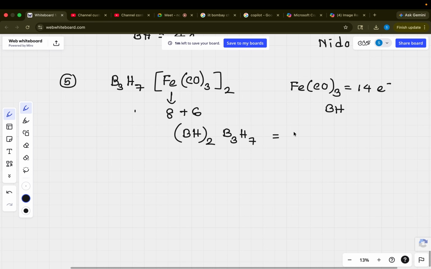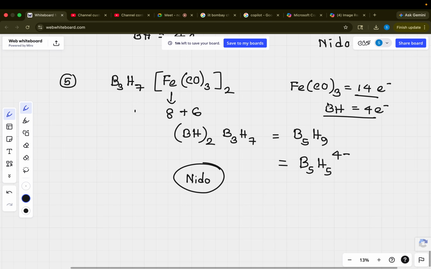So if I add them all, what I am getting here, B5H9, right? So again that thing I can write down, B5H5 4 minus, okay. Don't make it square, huh? Don't do like this, 14 square like that. If you are getting 14 electrons, just replace with BH unit because it has 4 electrons. So you have to do BH whole 2, so that means B2H2, okay. So overall you have what? B5H9. So again you are getting nido from here.